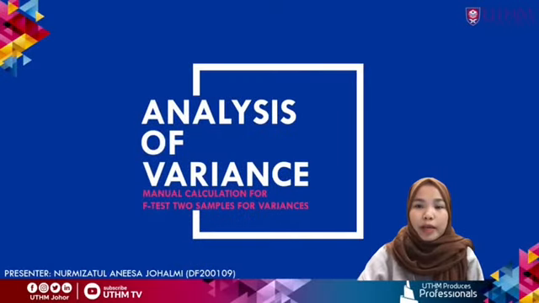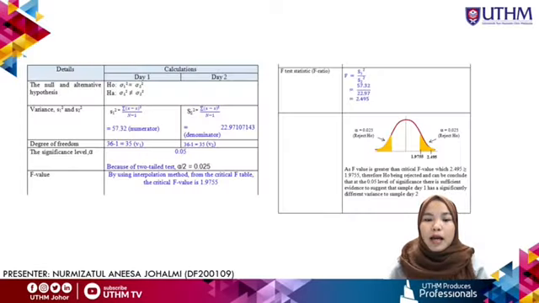Next, I will proceed to the analysis of variance, which is the manual calculation for the F-test for two sample variances. The null hypothesis is that the variance of sample 1 is equal to the variance of sample 2, and the alternative hypothesis is that the variance of sample 1 is not equal to the variance of sample 2. The variance for sample 1 is 57.32, and the variance for sample 2 is 22.97107143. The degree of freedom for both days is the same, which is 35.